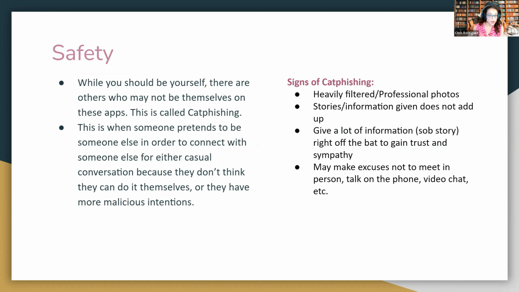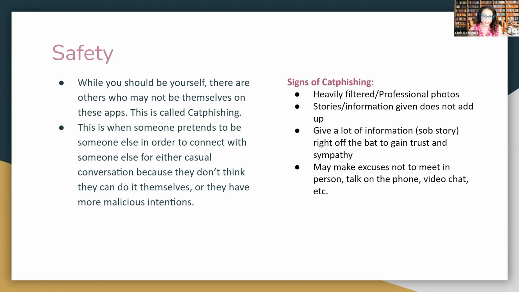So things you want to look out for are if they have photos that look way too professional or are heavily filtered, or they give you very long stories or information that don't really add up, or it's very vague, or they give a lot of information right up front about everything that has happened in their family and their childhood, and you just started messaging.